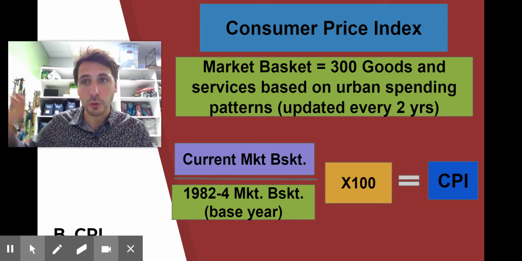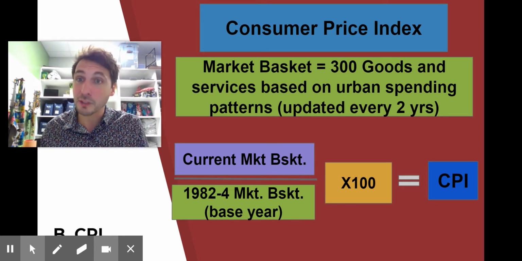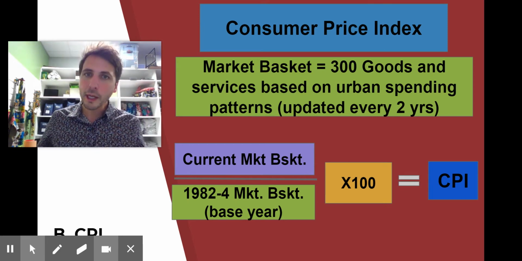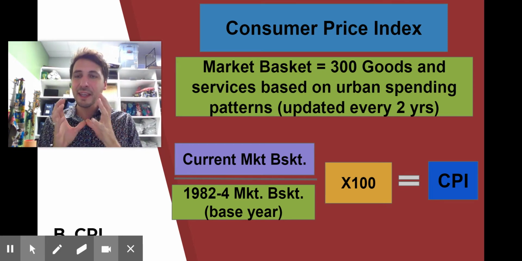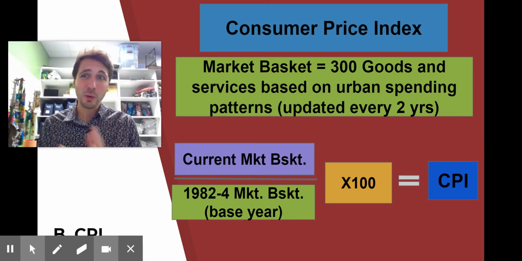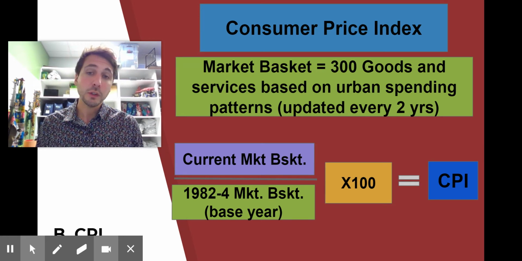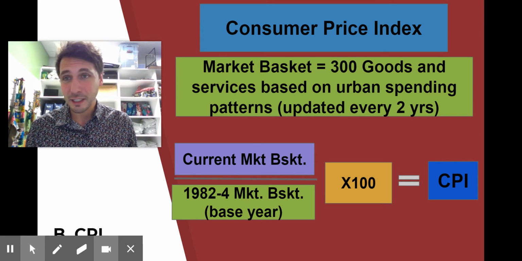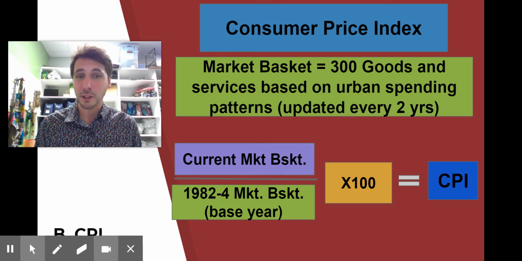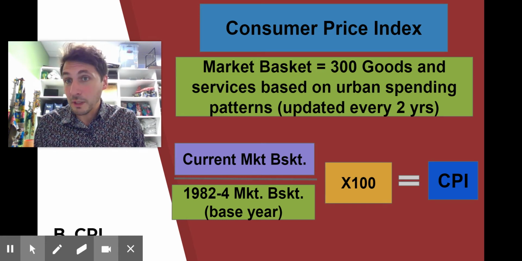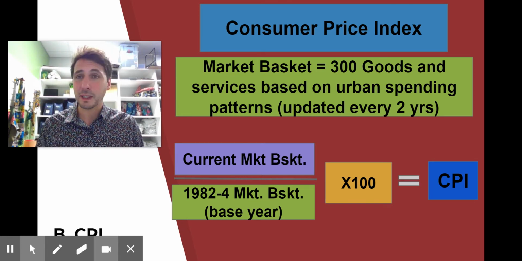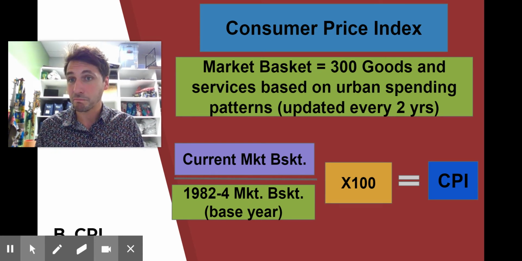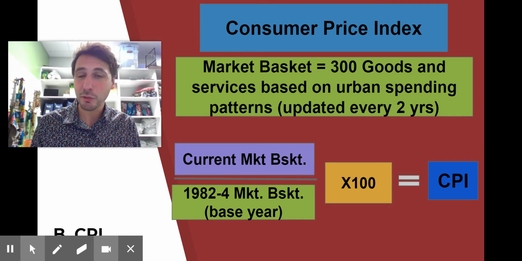Oftentimes you go to a rural area, you're going to pay less than if you're in New York City, for example. So 300 goods and services. Then they measure those prices. How have those changed over time? So in the United States, we decided to make our base year 1982 to 1984, a 2-year base year market basket. And then we take our current market basket value, it's going to be in dollars. We divide current market basket by base year market basket, multiply it by 100, and we get a number. Okay, so it's actually not all that difficult to do.